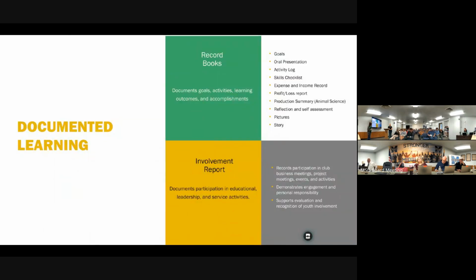So again, this is documented learning. Through the record books, they actually have to go in and write down every meeting that they've attended, what they discussed at those meetings, what they learned at those meetings, things like that.